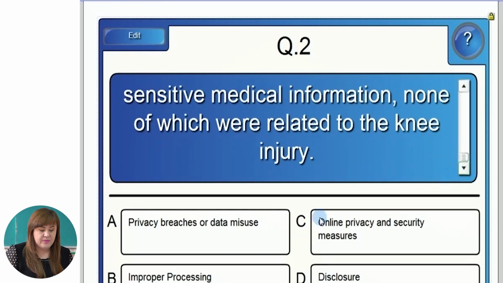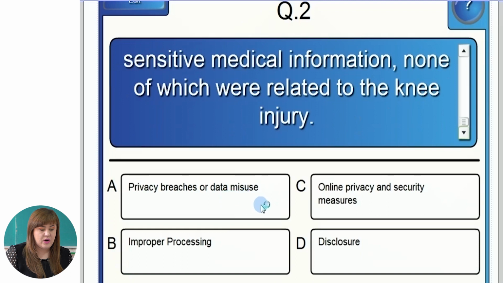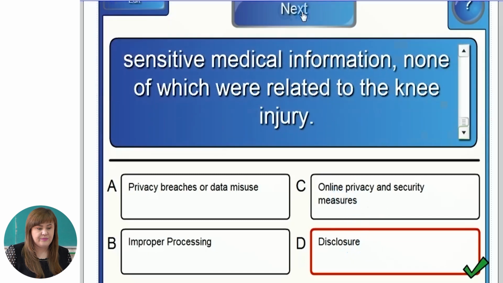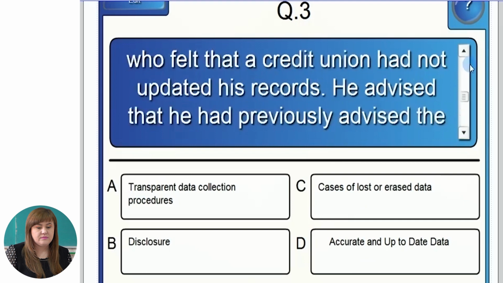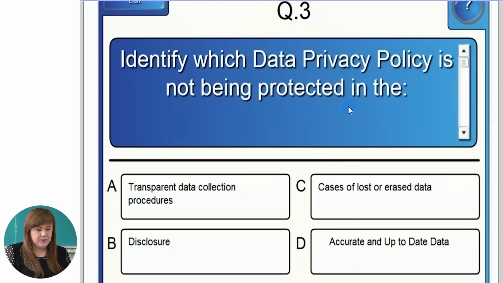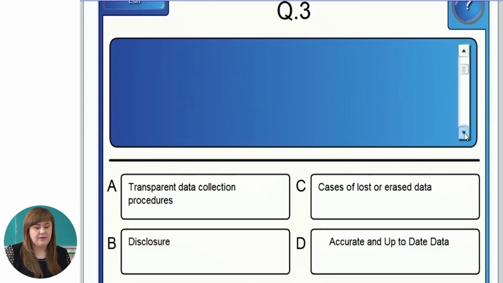Let us see the possible variants. A. Privacy breaches or data misuse. B. Improper processing. C. Online privacy and security measures. And D. Disclosure. And the correct variant is D. Disclosure. The next one. Identify which data privacy policy is not being protected in the case study number 3.